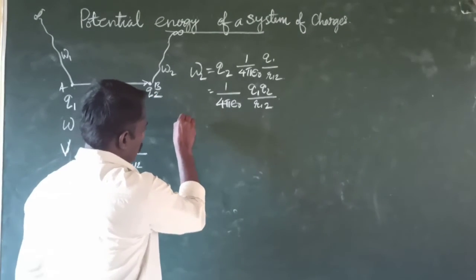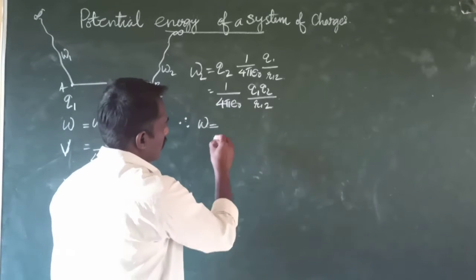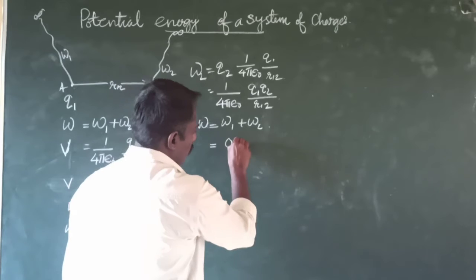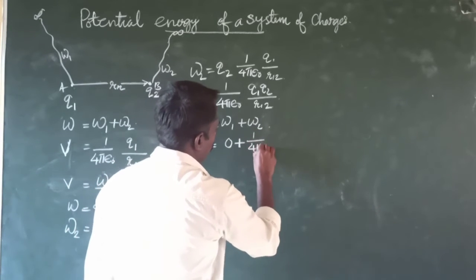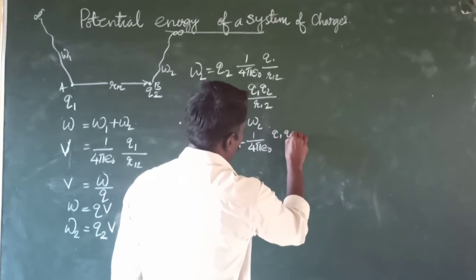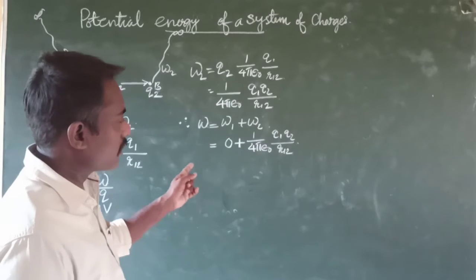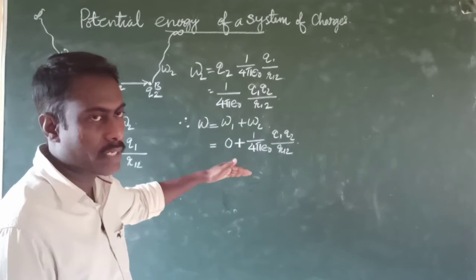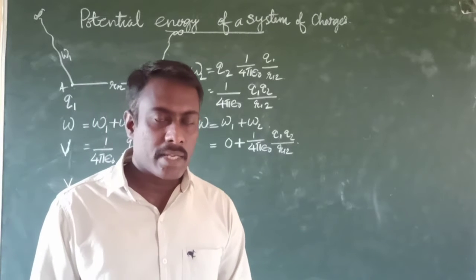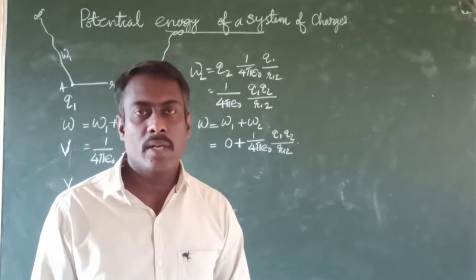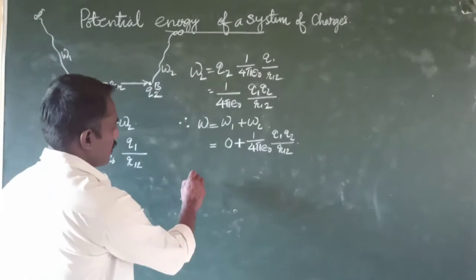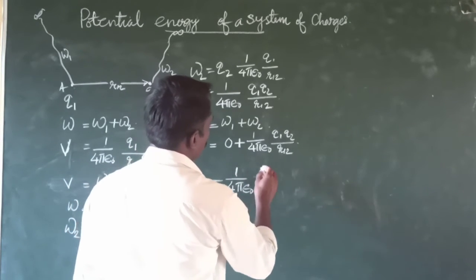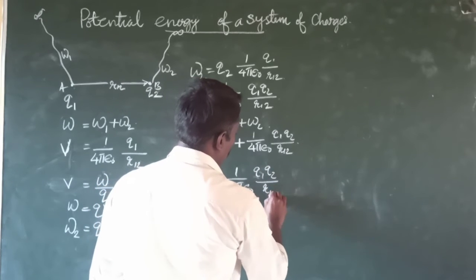So therefore now the net work done, the total work done, will be W1 plus W2, as we already know, and W1 is equal to 0. Then W2 is equal to 1 by 4 pi epsilon 0 Q1 into Q2 divided by R12. The electrostatic force is a conservative force. Therefore, the work done gets stored as the potential energy of that system. So the potential energy of a system of two charges Q1 and Q2 is represented by U equals 1 by 4 pi epsilon 0 into Q1 into Q2 divided by R12.